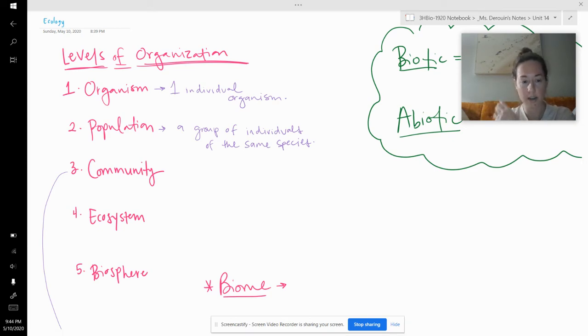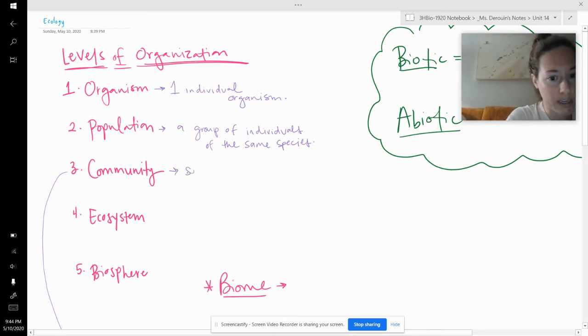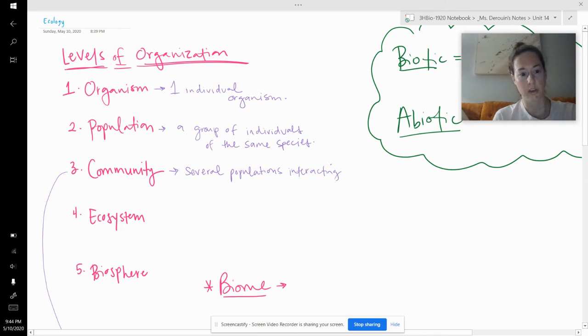When you put together multiple populations, it equals a community. This is several populations interacting. I'll talk about this in just a minute, but I have this arrow coming down here because when we talk about food chains and food webs, those are communities that are making up those chains and webs. An ecosystem is all of the both biotic and abiotic factors in an area. I'll talk about those words in just a second if you've forgotten them.